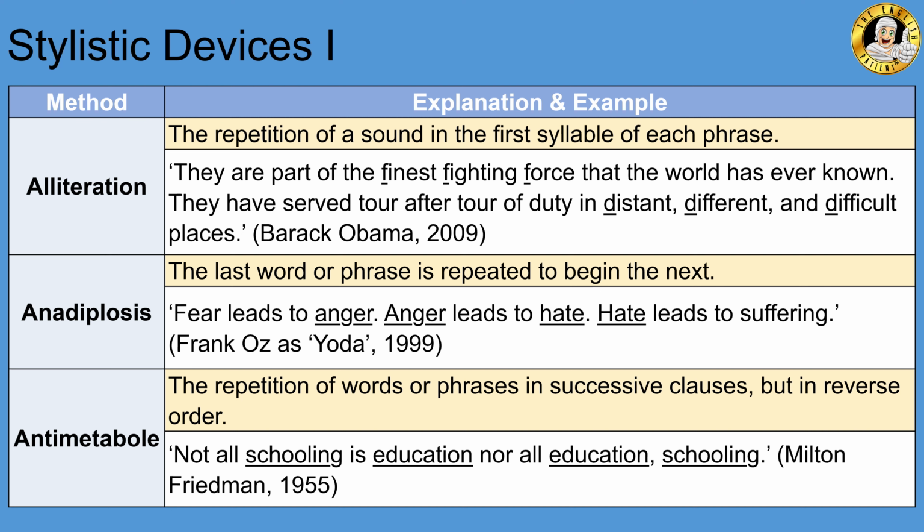The next is antimetabole. And this is the repetition of words or phrases in successive clauses, but in reverse order. And this is a quotation from the famous economist Milton Friedman all the way back in 1955, who very aptly said, "Not all schooling is education, nor all education schooling." So notice that schooling and education have been swapped in the second phrase here. This is called antimetabole.